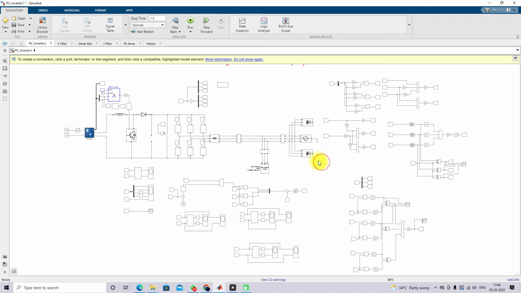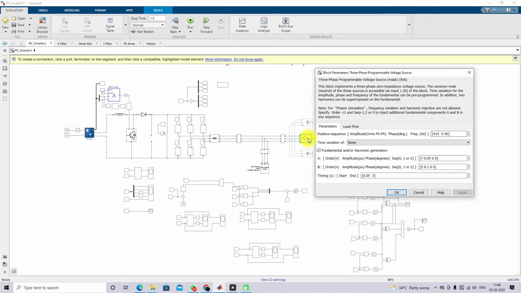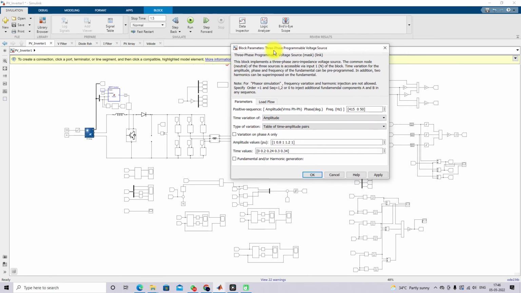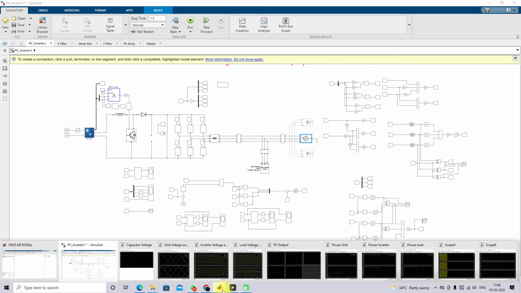Next, I'm going to test the system with the sag and swell. For that, I'm going to uncomment this one and use amplitude variation. Here I'm going to create the sag and swell at 0.2 second to 0.24 second, and then 0.3 to 0.34 second. I'm going to create the sag on the grid side by reducing to 0.8 per unit, and the swell will be created at 1.2 per unit. Then you have to check the system performance.